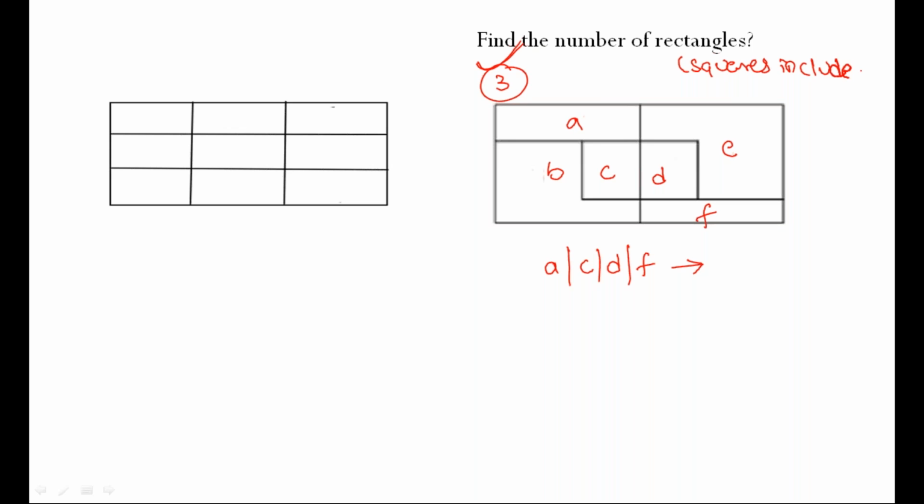Unless they specify squares, rectangles without squares; by default, squares are included. So A, C, D, F for the individual ones. Then for the 2 combinations, B and C is one combination, C and D is one combination, D and E is one combination. Here we have 3, here already 4.